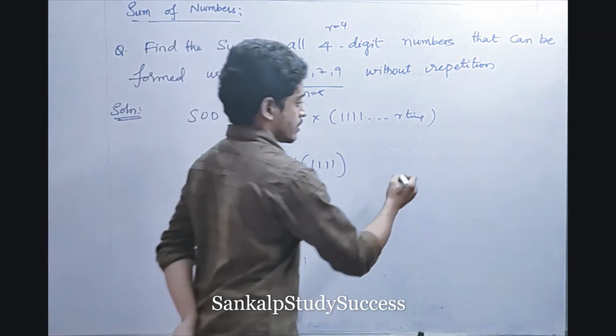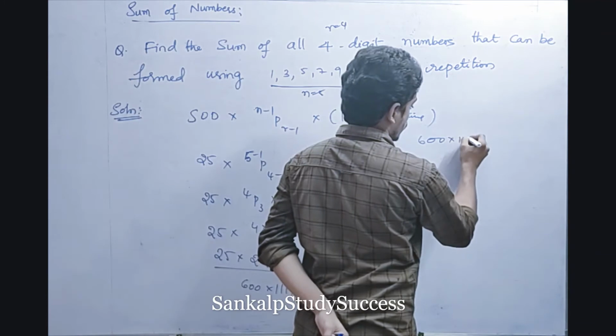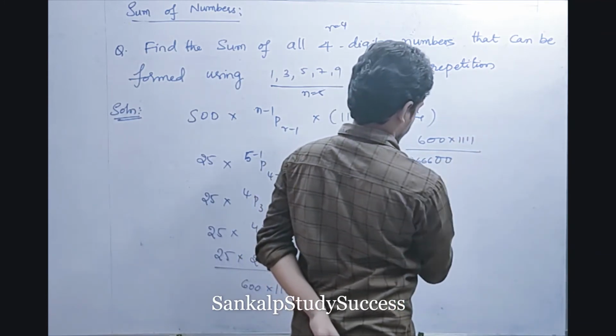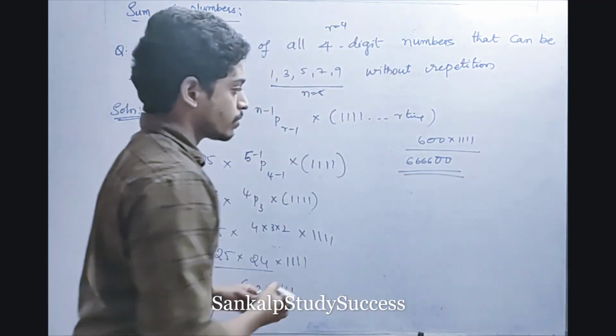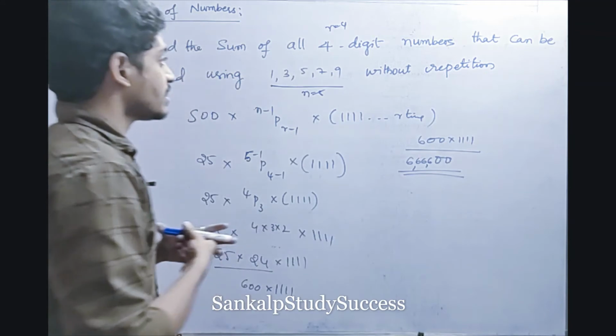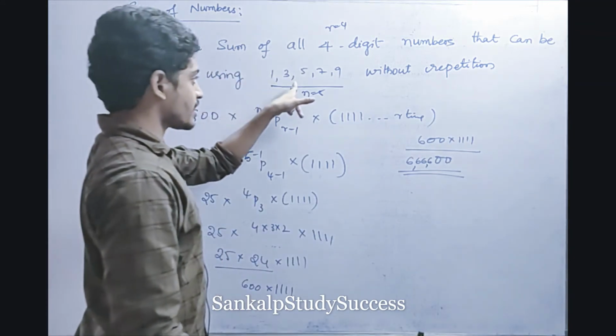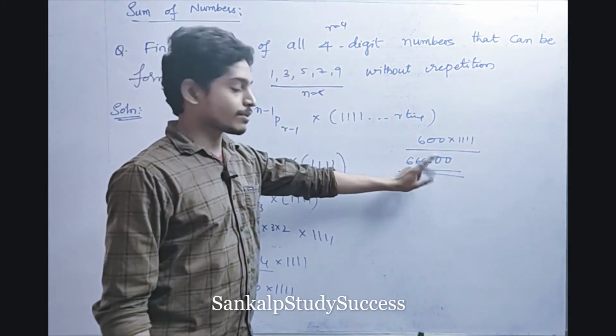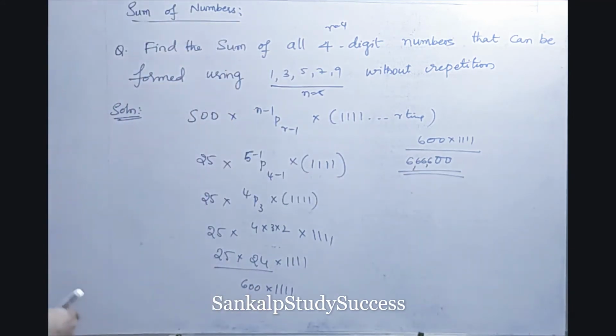So what is the value of 600 into 1111, friends? It is 666600. So this is the answer: 6,66,600. So the sum of all the 4 digit numbers formed out of these 5 numbers is 6,66,600, friends. In this way we apply these formulas. The remaining 3 formulas you can also apply in a similar procedure.